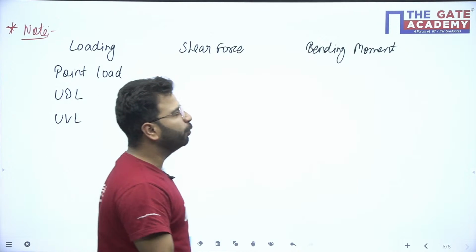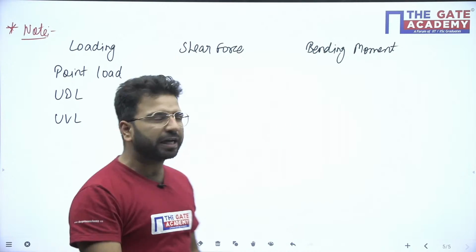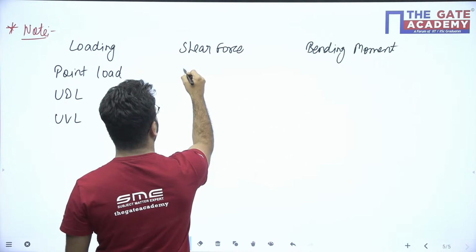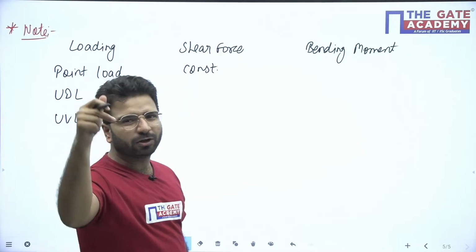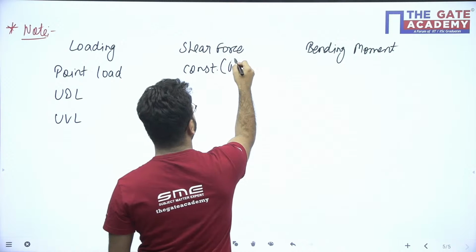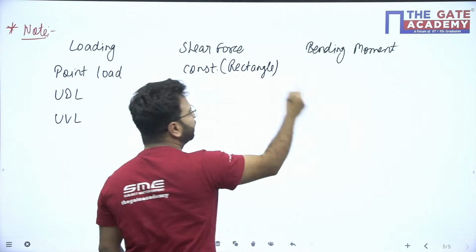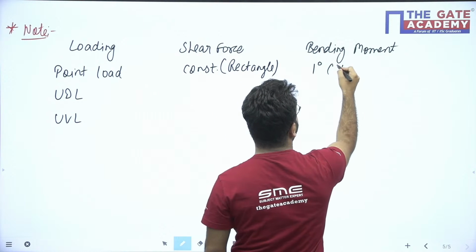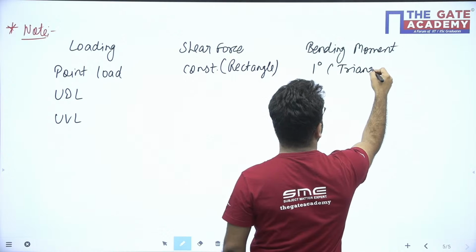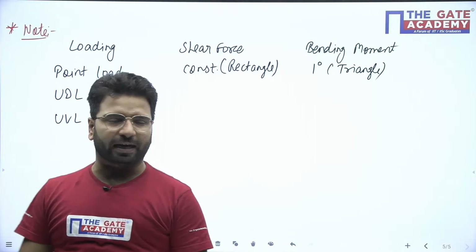I hope all of you know a simply supported beam subjected to point load, how the shear force diagrams come. Shear force diagrams come constant type. Okay, shear force diagram you will see it's a constant, or you may say it's a rectangular. And bending moment diagram will come how? It will be 1 degree, or it will be a triangle.